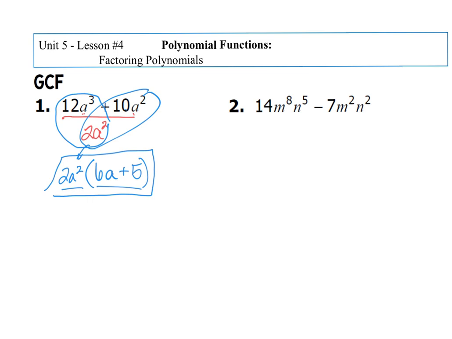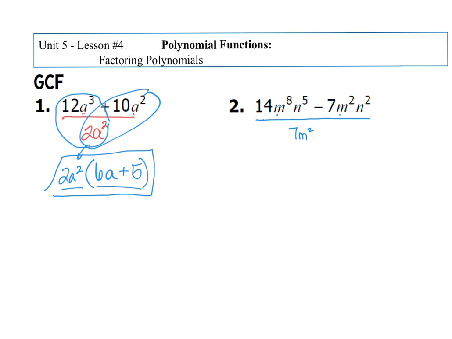Okay, we'll do it again with number 2. We have our polynomial 14m to the 8th power n to the 5th minus 7m squared n squared. So we're going to divide out the largest number and the most amount of variables that we can, that they have in common. So the largest number that goes into 14 and 7 would be 7. And then I'm checking my variables. They both have m's. If we have 8 m's and 2 m's, the most that they can both give is m squared, or 2 m's.